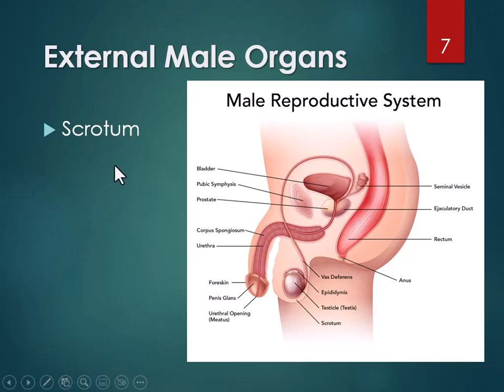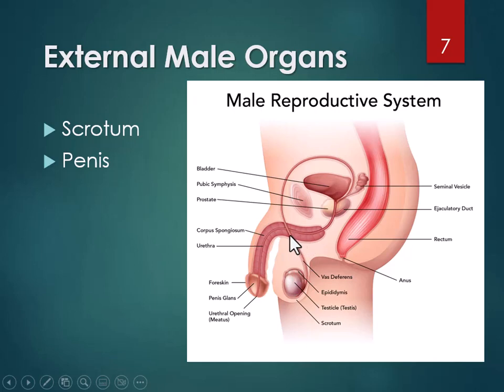Outside the body, the scrotum is the sac that contains the testes, and again, it hangs outside the body to keep the sperm cool. It will actually hang lower on hotter days and cup closer to the body during colder days to keep the temperature of the testes whatever the sperm like.